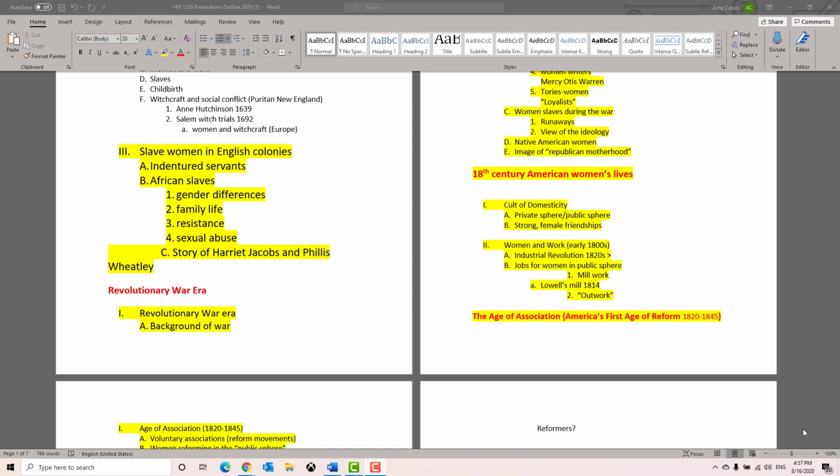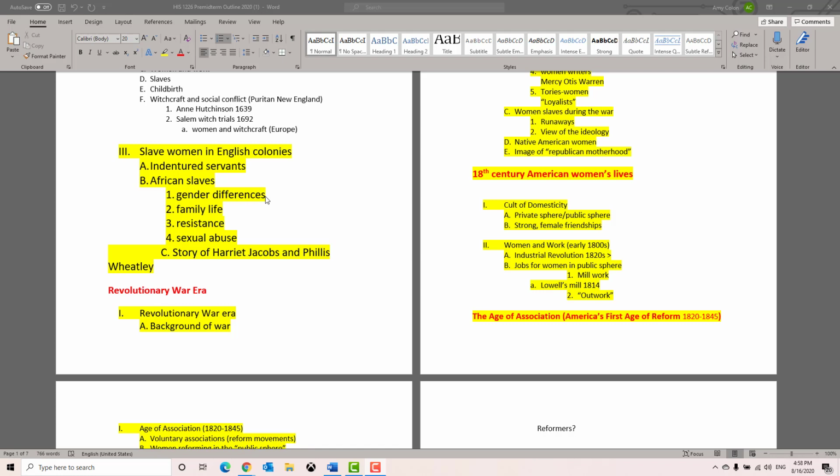By the 1620s, though, African slaves started to be imported into the colonies, and African slaves started to replace indentured servants. Part of the reason is that there were fewer and fewer Europeans who wanted to come and become an indentured servant. All right, so let's talk about the African slave experience in the English colonies. Men and women who were slaves had a different experience.